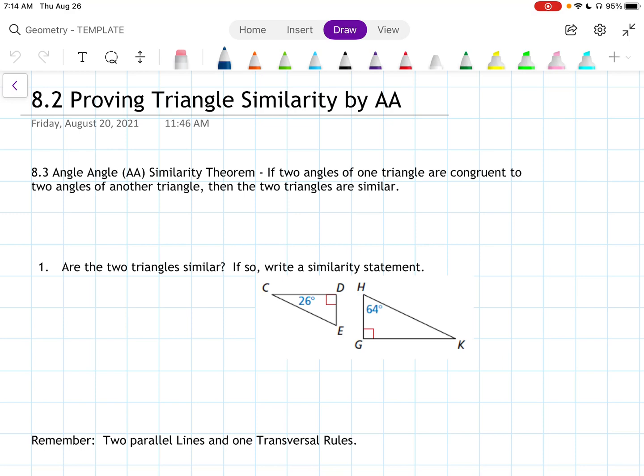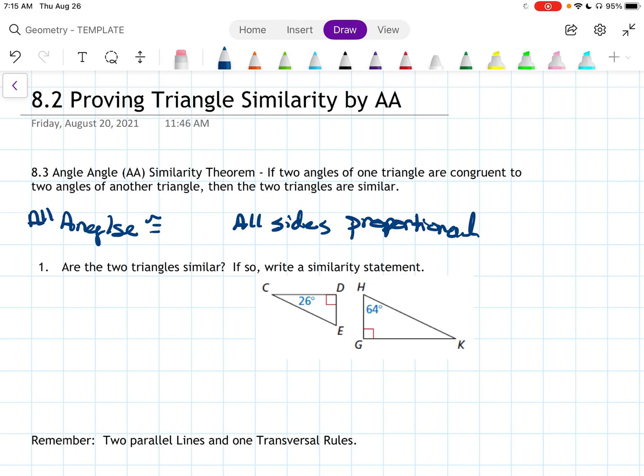Originally, what we needed for similarity is we needed to know that all angles were congruent, all angles had a partner, and then we also had to know that all sides were proportional. Okay, those are the original requirements for similarity. AA is a shortcut for it, okay?